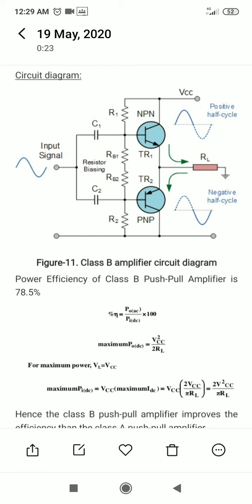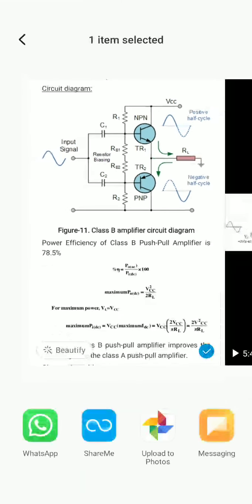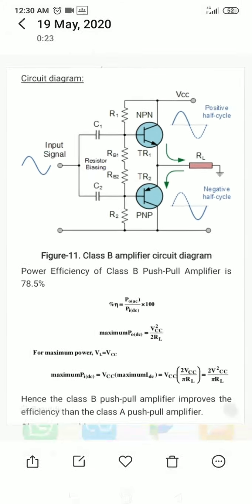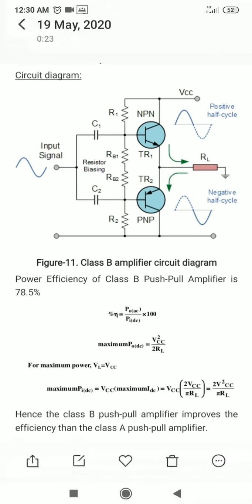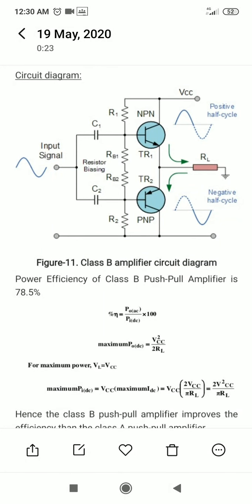Power efficiency of class B push-pull amplifier is 78.5%. Percentage efficiency will be denoted as eta. Percentage eta equals P0(AC) divided by Pi, into 100. For maximum power, VL equals VCC. Hence the class B push-pull amplifier improves the efficiency compared to class A amplifier.